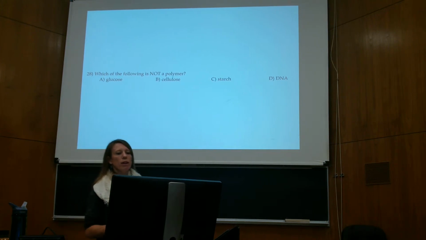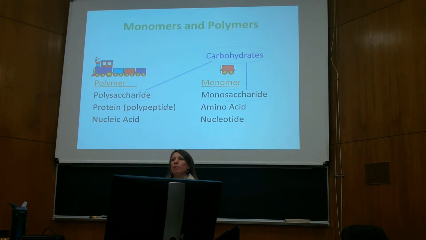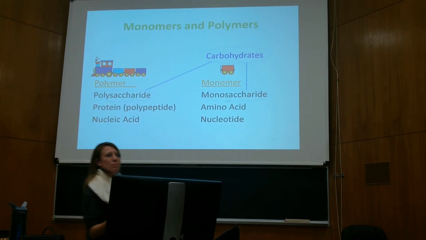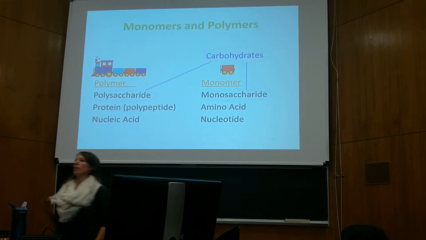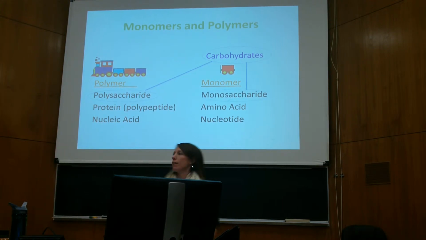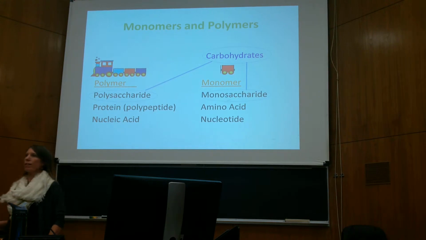Okay, which of the following is not a polymer? Glucose. I was really sad, you guys, that this was one of the more commonly missed questions because we went over polymers and monomers a lot, I thought. What is a polymer? It's a large molecule made up of repetitive monomers, which are either the same molecule or something very similar. So a polysaccharide is a carbohydrate polymer made up of monosaccharides, and glucose is a monosaccharide.